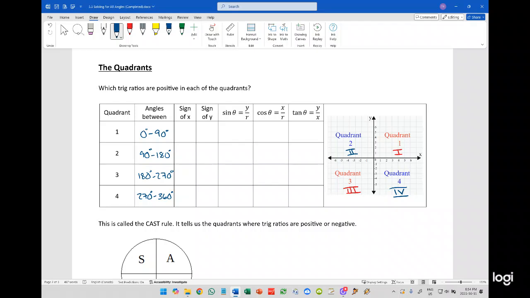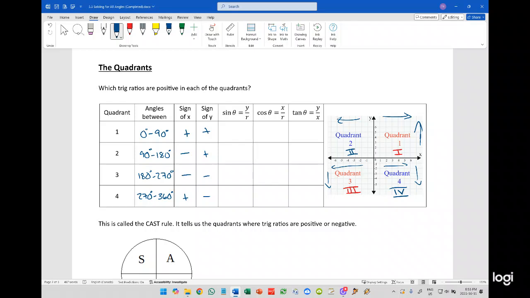Now in quadrant 1, x has a positive value, and likewise y also has a positive value. In the second quadrant, x is negative, but y is still positive. In the third quadrant, x is negative and y is negative. And in the fourth quadrant, x is positive and y is negative. You'll notice that no two quadrants have the same pair of signs in that order: positive, positive; negative, positive; negative, negative; and positive, negative.